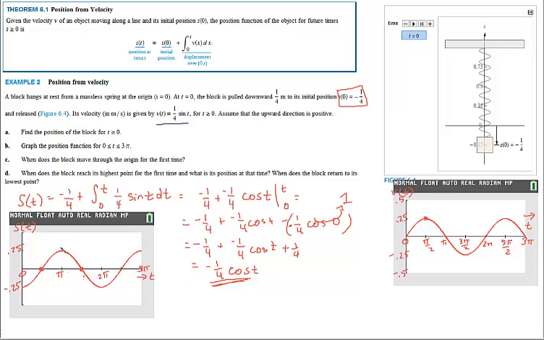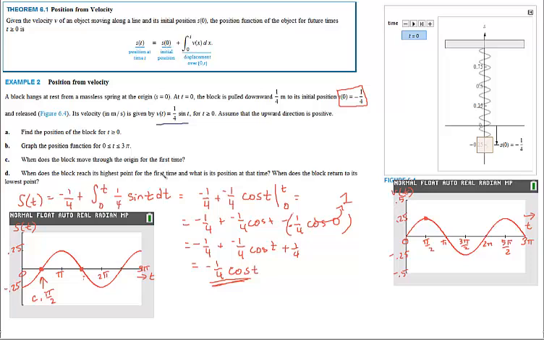Notice that at pi, it's at its highest point here, and the velocity is where it crosses over from being positive, meaning that it was going up, and now it starts going down. So when does the block move through the origin for the first time? Just look at the position function for that and find out where it was 0. That would be right here, the answer to C, at pi over 2.